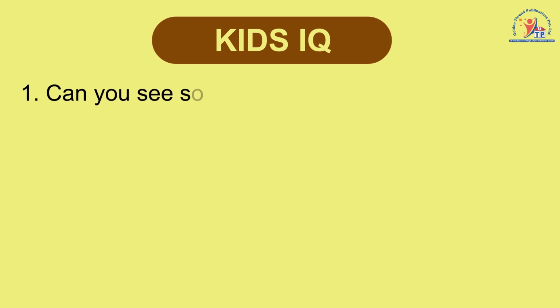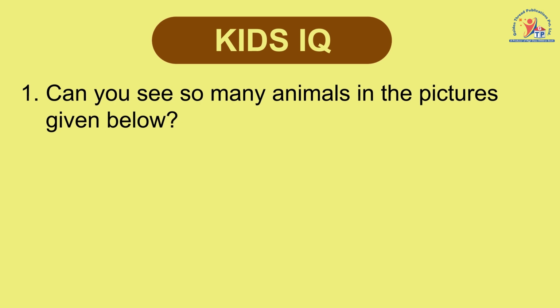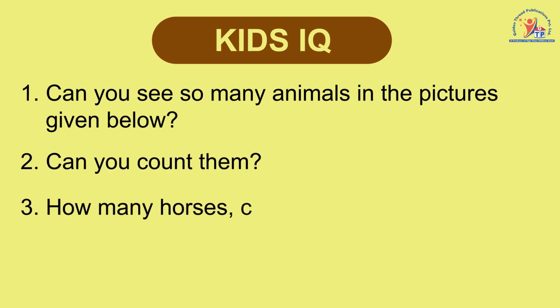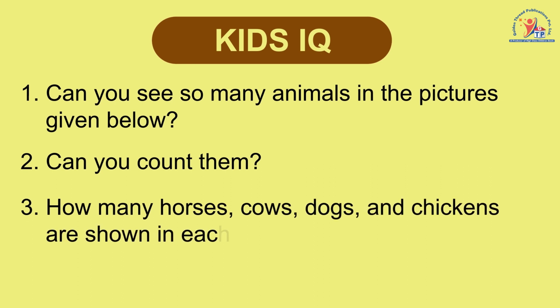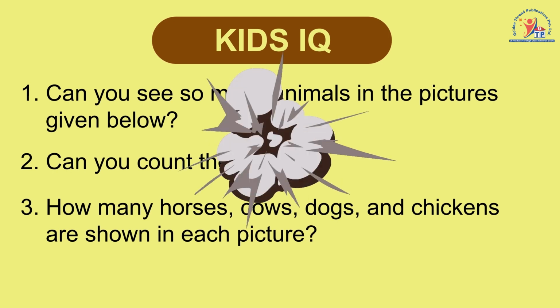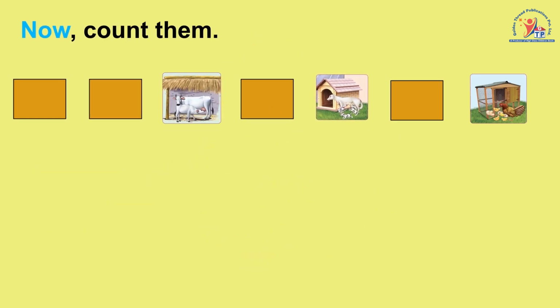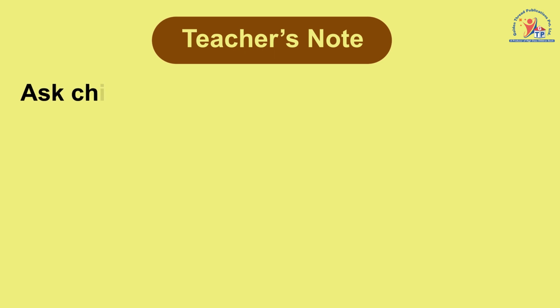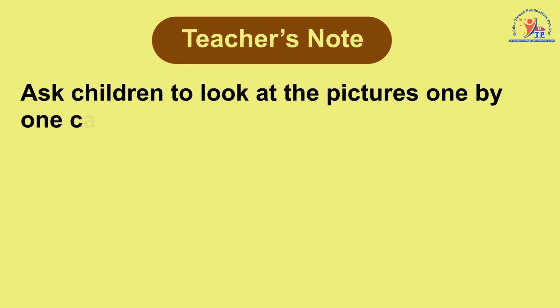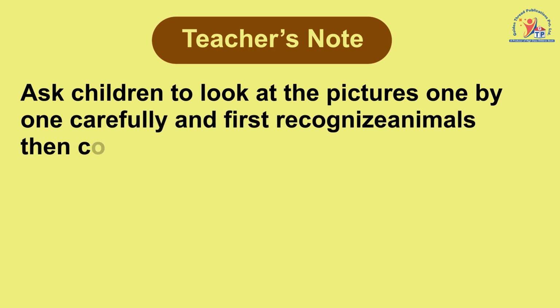1. Can you see so many animals in the pictures given below? 3. How many horses, cows, dogs, and chickens are shown in each picture. Now, count them. Teacher's note. Ask children to look at the pictures one by one carefully and first recognize animals, then count and write in the given box.